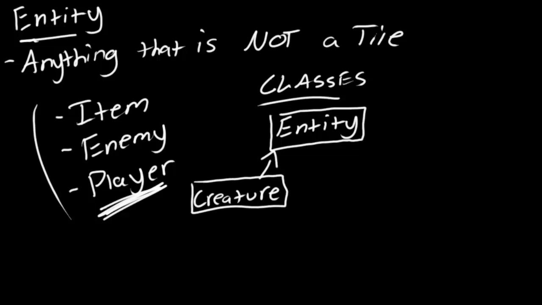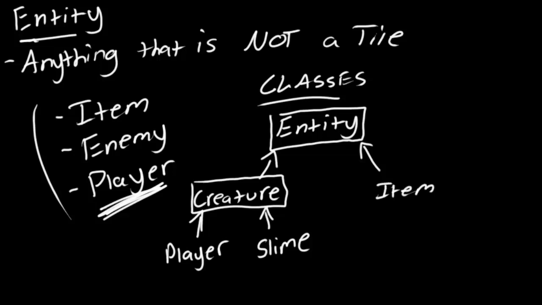Now, all of our creatures in our game, a creature would be something like our player, or say maybe a slime enemy, is going to extend the creature class. Then we're also going to have a few more subclasses of the entity class, so maybe an item class. An item class is going to extend the entity class, and then every item is going to extend the item class, such as maybe an arrow. And of course we can go on and on with this. This is just a basic example.